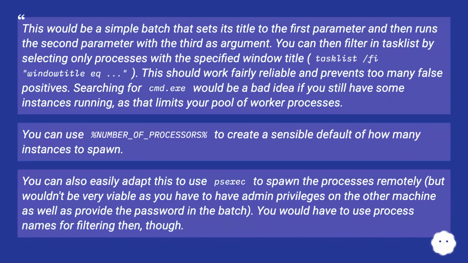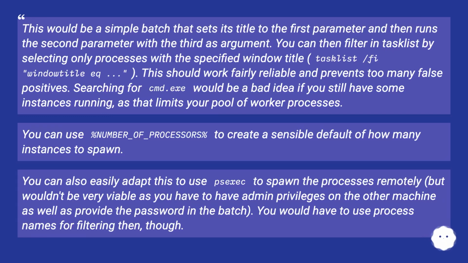You can then filter in tasklist by selecting only processes with the specified window title, tasklist /fi, windowtitle EQ. This should work fairly reliably and prevents too many false positives. Searching for cmd.exe would be a bad idea if you still have some instances running, as that limits your pool of worker processes. You can use %NUMBER_OF_PROCESSORS% to create a sensible default of how many instances to spawn.